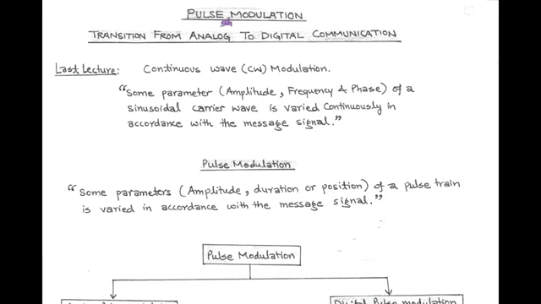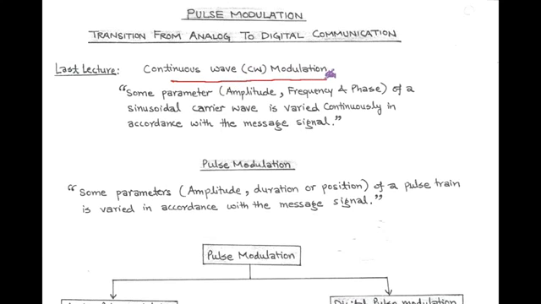Hello friends, here we are going to discuss pulse modulation. Pulse modulation is the transition from analog communication to digital communication. In our last video lectures, we have talked about continuous wave modulation.